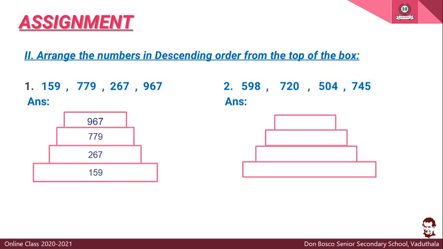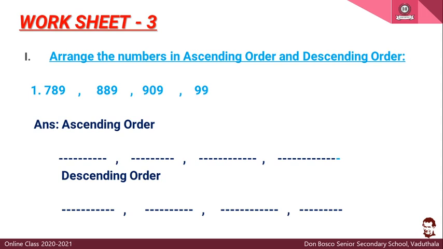Assignment part: arrange the numbers in descending order. But you have to remember one thing. How do you have to write? From the top of the number. At the top, we have to write the biggest number. I have given one example for you: the biggest number we wrote at the top and the smallest number at the bottom. Like that you have to do the second one. Now we have the worksheets, that is, arrange the numbers in both ascending and descending order.